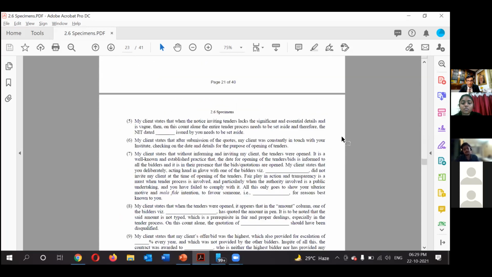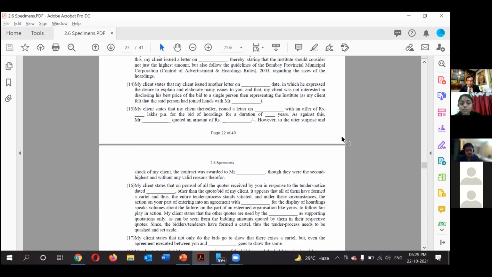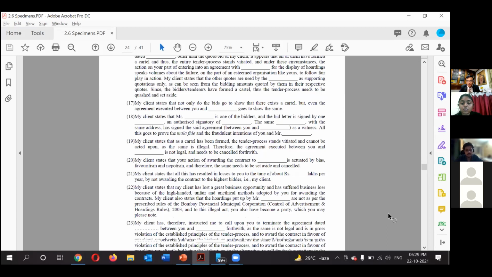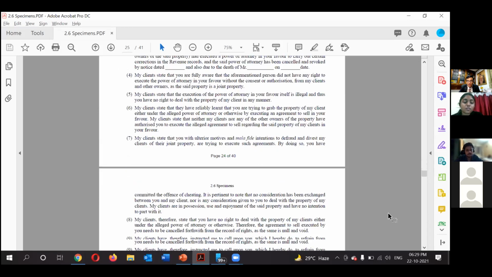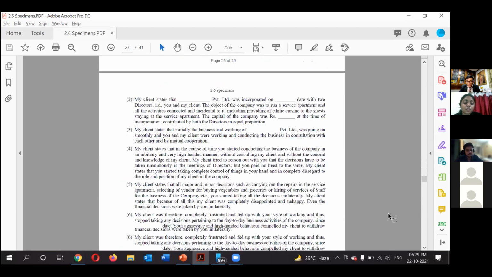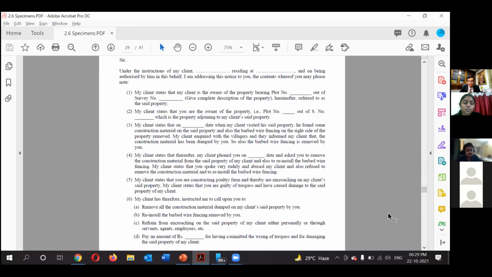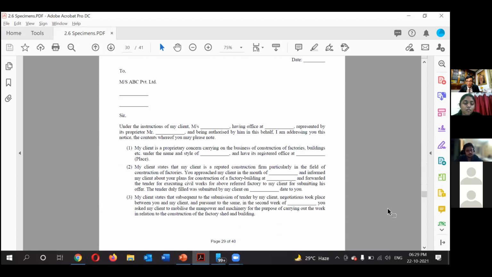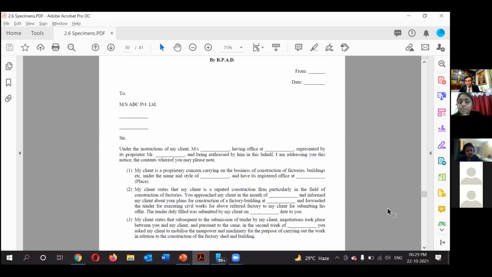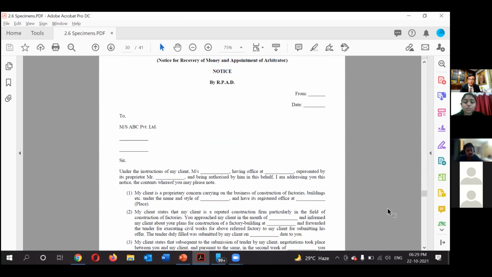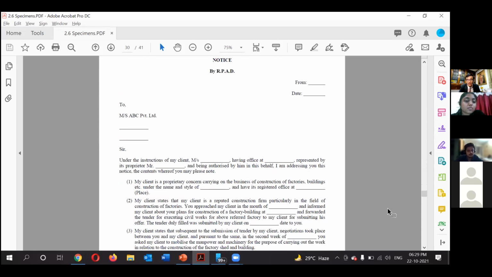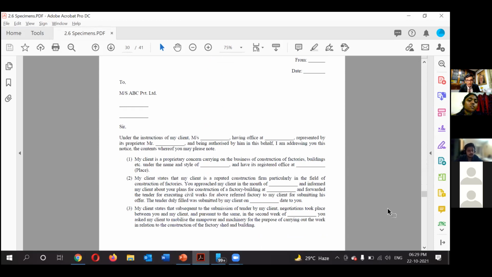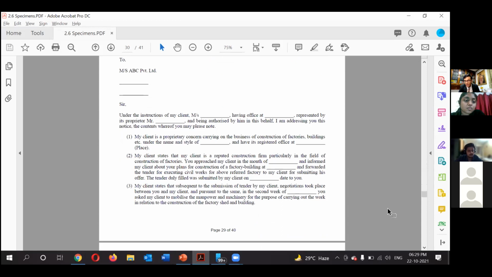So here I have almost 41 pages of different types of legal notices. There's power of attorney, there's a lot of legal notices. The more you go, see for example, this is a notice of recovery of money and appointment of an arbitrator. Especially it's very important in the cases of arbitration. Now here also you can see there's a from, then there's a date, to address, sir or madam or others, under the so and so, my client, or whatever the details are.